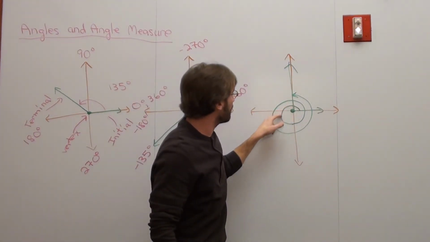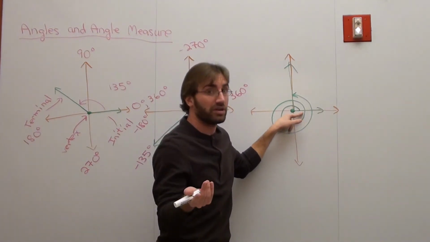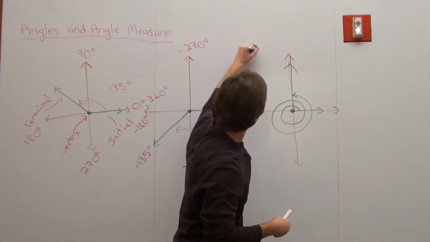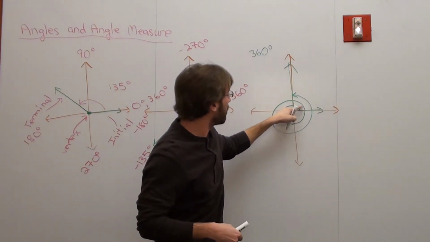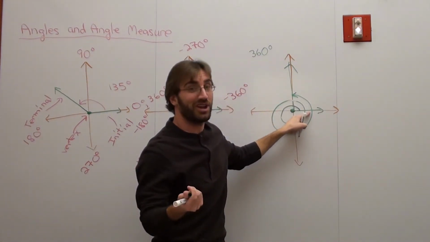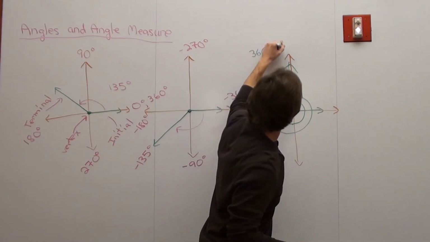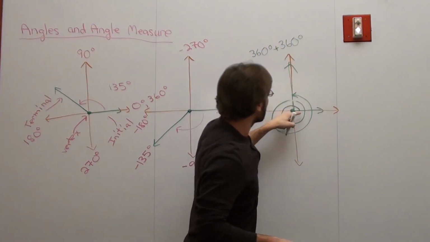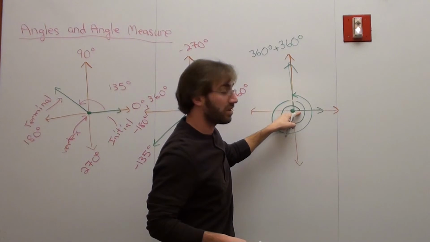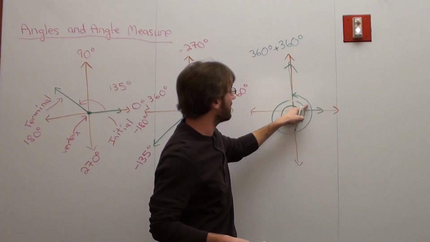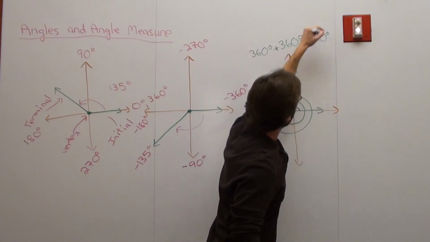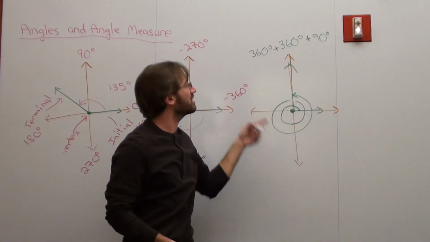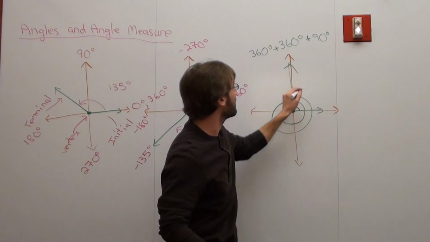So if we go once full circle, we went 360 degrees. So when we went once, we went 360 degrees, but we went again, we go another 360 degrees. So we went once, 360, go twice, 360, and we went an extra 90 degrees there. So in that case, this angle measure happens to be 810 degrees.